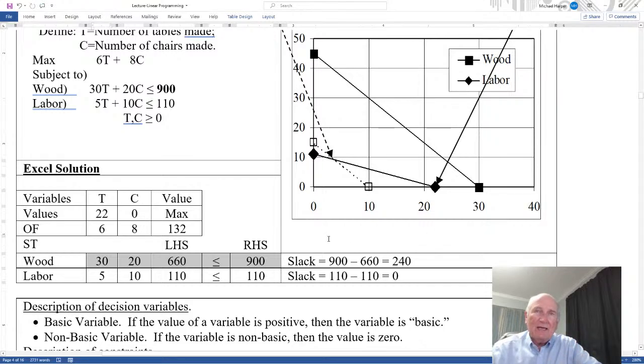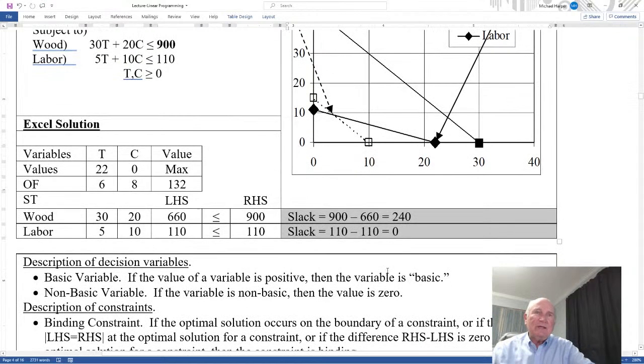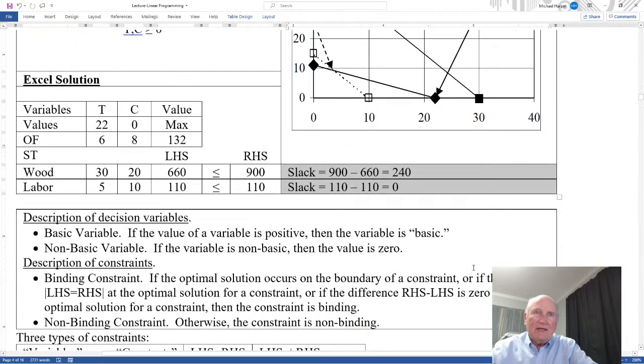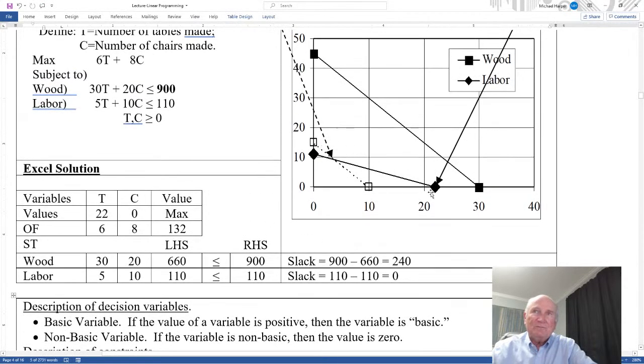Okay, and the difference between the right-hand side and left-hand side is called the slack of the constraint. Slack has a definition of the left-hand side relative to the right-hand side. If the right-hand side is here, the left-hand side value is down here. That difference is slack, and it's always the left-hand side relative to the right-hand side. Otherwise, it's called a non-binding constraint. So the labor is binding, but the wood here is non-binding because 22.0 does not lie on the boundary.